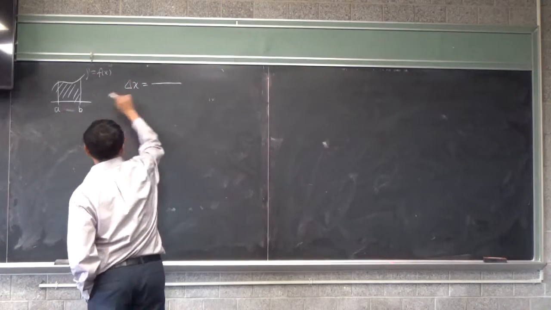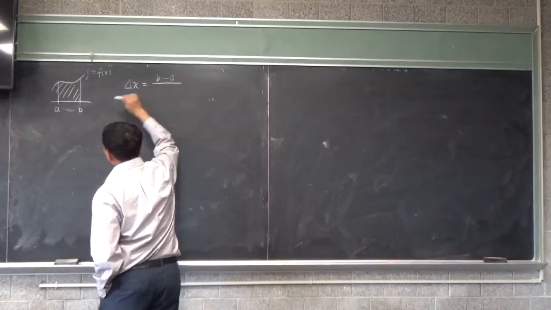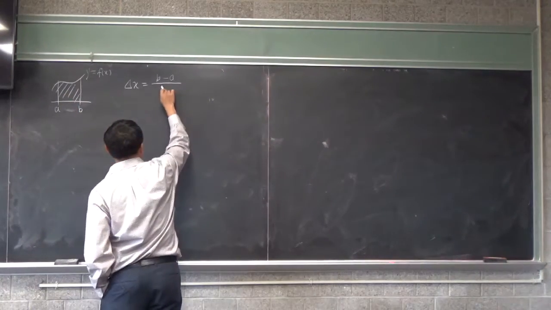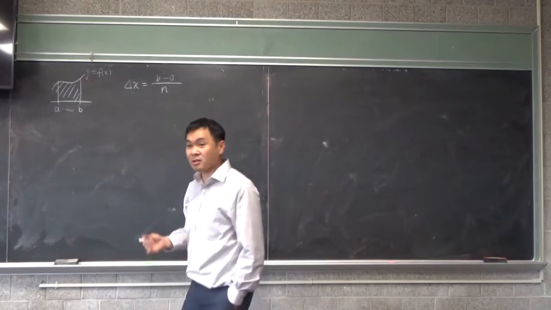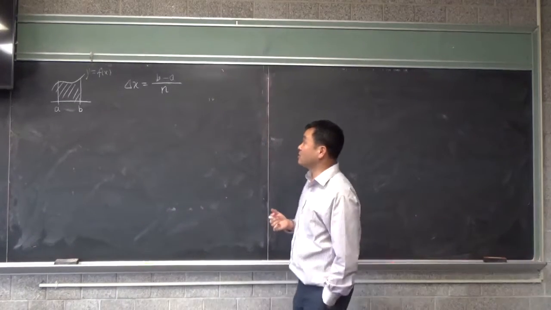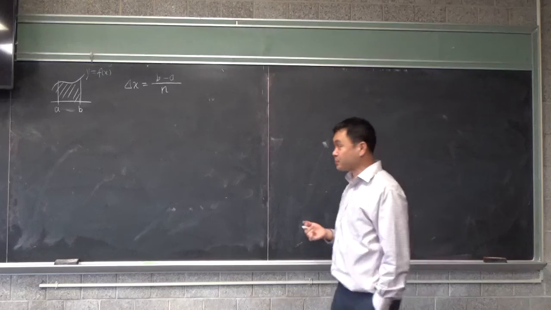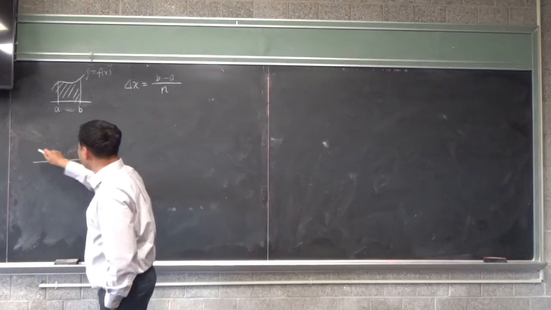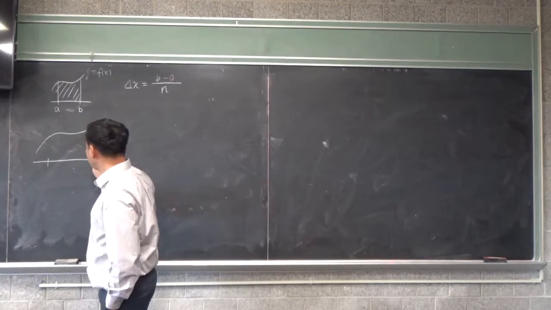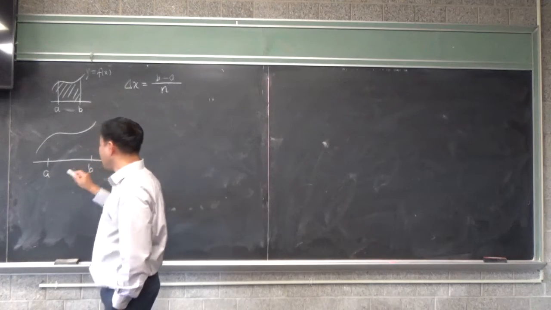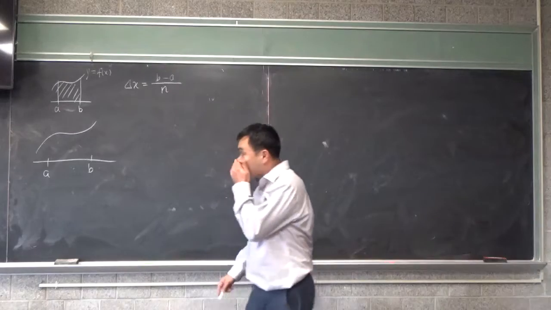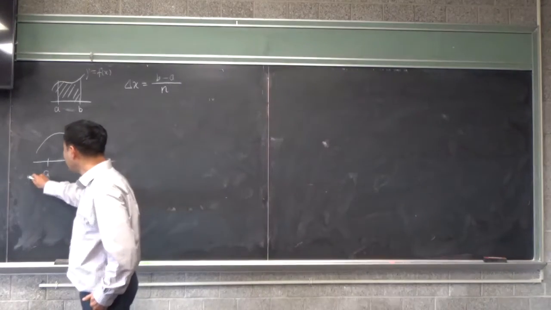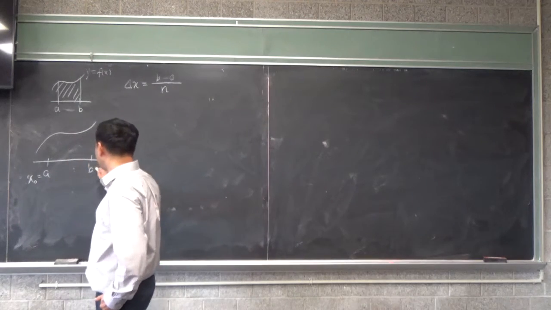B minus a gives you this length. And because we want to build n rectangles, we divide it by n. Then it gives you the base lengths that we need for the rectangles. Okay. All right, so once you have figured out the delta x, now you have to figure out the x0 until xn. x0 would be a, and this is xn.